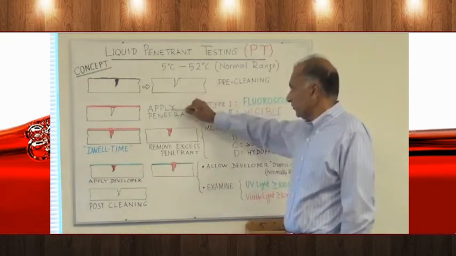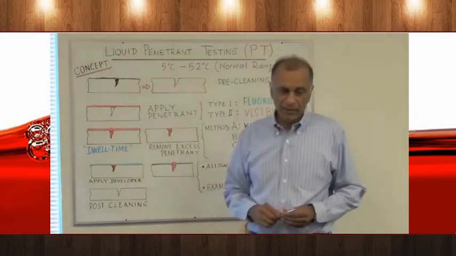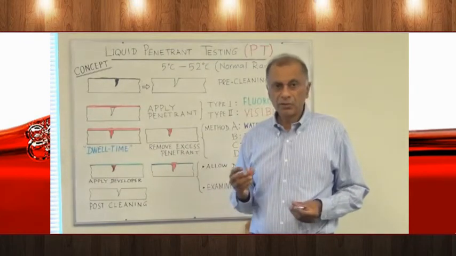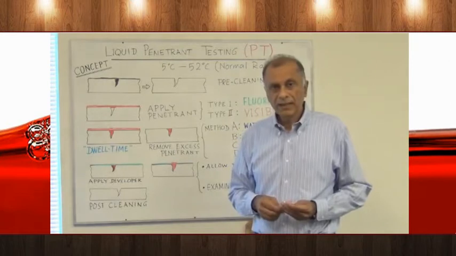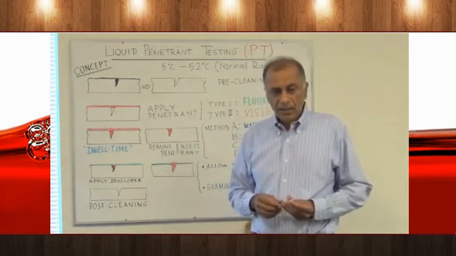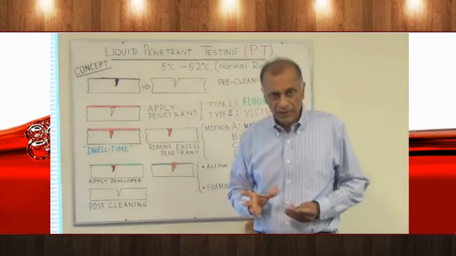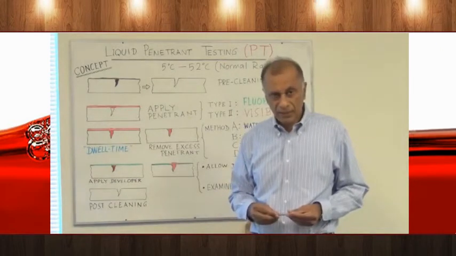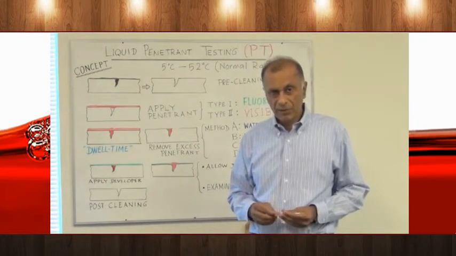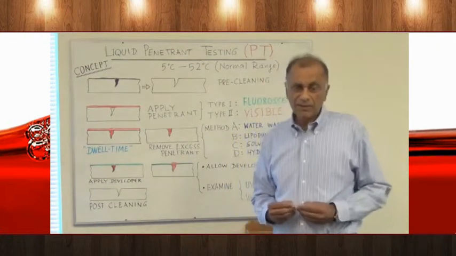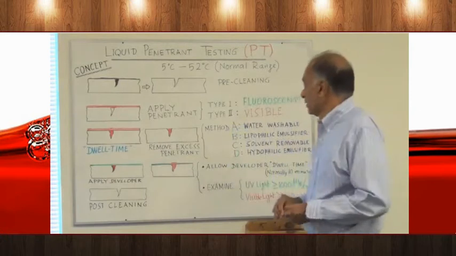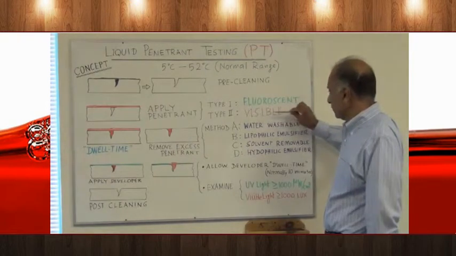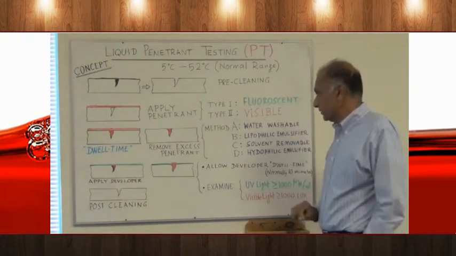After the cleaning, we apply the penetrant. What is a penetrant? Penetrant is a liquid which has the property of capillary action to penetrate into the discontinuities and cracks in the surface. In order to view the penetrant after the inspection, a dye is included in the penetrant. It can be a visible dye with a red color, or a fluorescent dye which would be visible under a black light. The penetrants which are fluorescent are called type 1 penetrants. The penetrants which are visible are called type 2 penetrants.